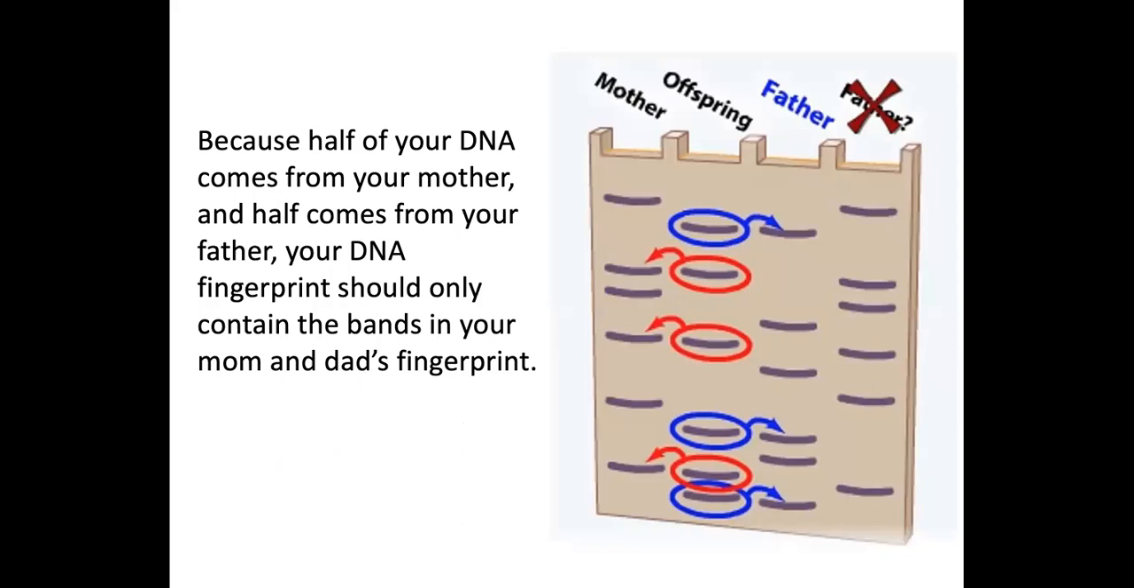our two examples ago. Because we get half of our DNA from our mom and half of our DNA from our dad, our DNA fingerprint is going to contain the bands from mom and dad, okay? So if this is us in the middle, the child, and this is the mother, and this is the father, we're going to have half from mom and half from dad. So you're going to see some from both, okay? Similar to two slides ago. So you're going to see some from the mom and some from the dad.